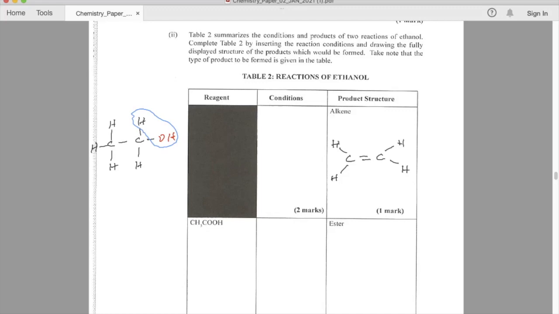dehydration reaction. So in this case, we would need concentrated sulfuric acid. We would need 170 degrees Celsius. Concentrated sulfuric acid is a dehydrating agent, or we could pass the ethanol vapor over aluminum oxide and heat this to 450 degrees Celsius. Either of the two would be fine.